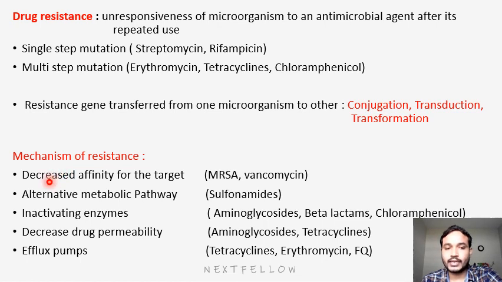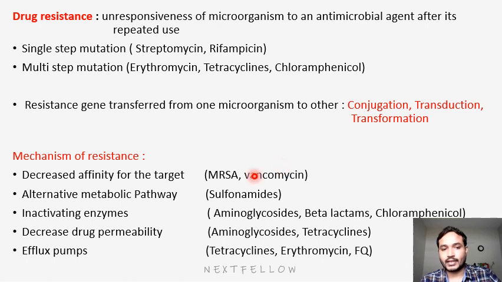First is decreased affinity for the target. That means normally these bacteria will have binding proteins, like penicillin binding proteins, in the cell membrane. They are helpful for the binding of the antibiotic to the bacterial cell wall. Once it binds there, obviously it will enter the cytoplasm, then it will cause death of the bacteria. So by decreasing affinity, meaning decreasing binding capacity to that receptor, obviously it will not bind and will not show any effect.